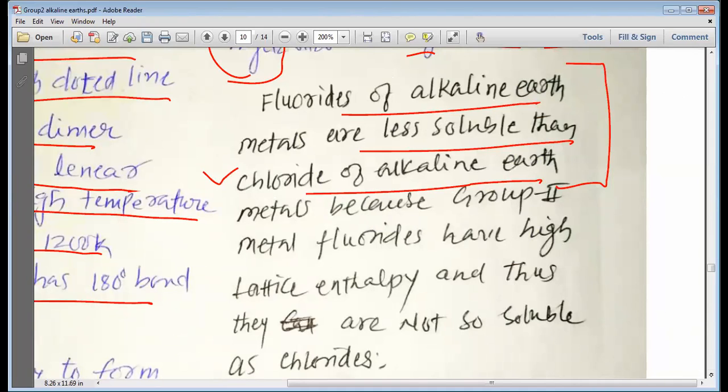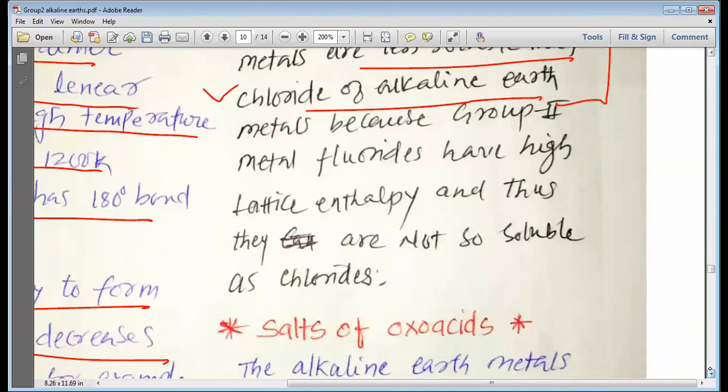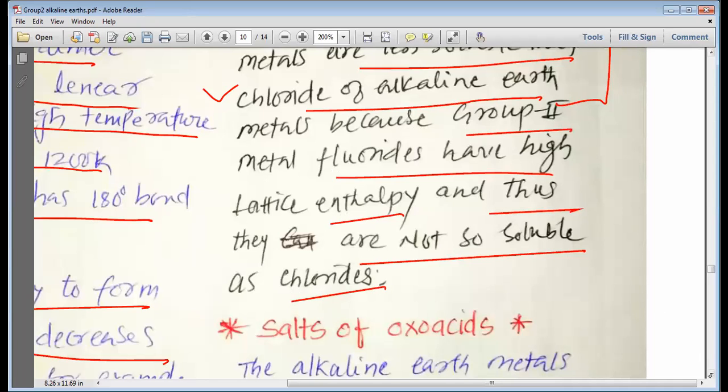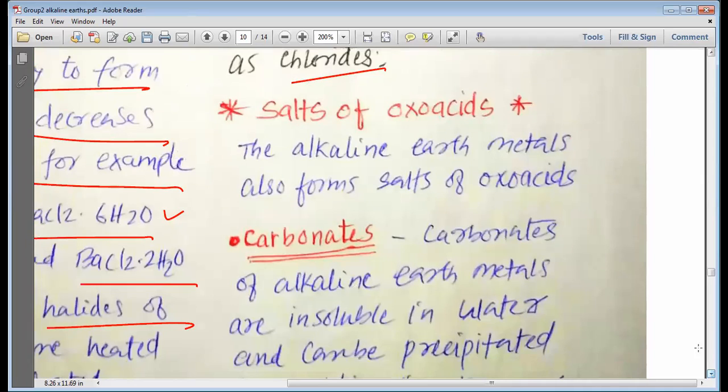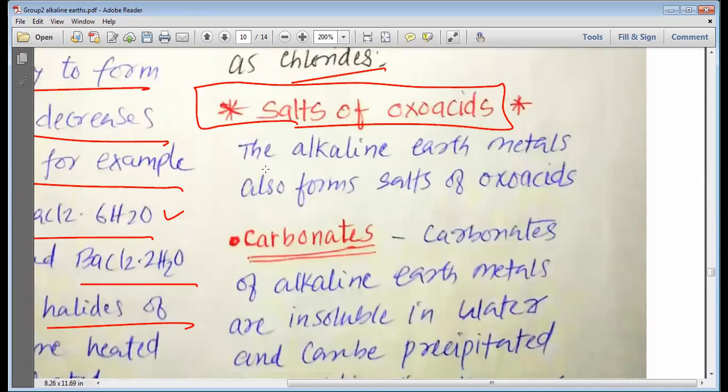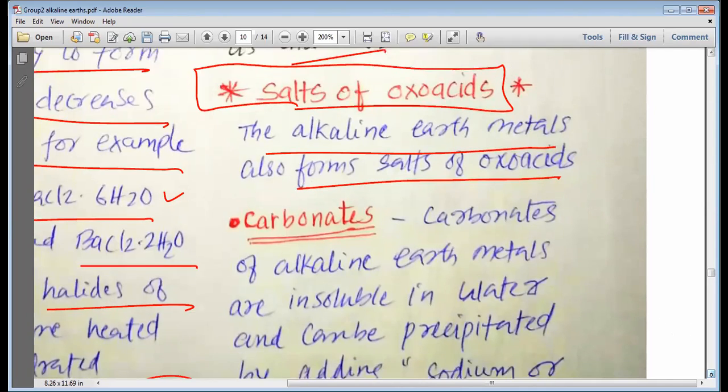Chloride being bigger, the lattice enthalpy is comparatively less than the fluorides. Because group 2 metal fluorides have high lattice enthalpy, they are not so soluble as the chlorides are soluble. Now, my dear students, here we want to study about the salts of oxoacids. The alkaline earth metals also form the salts of oxoacids.